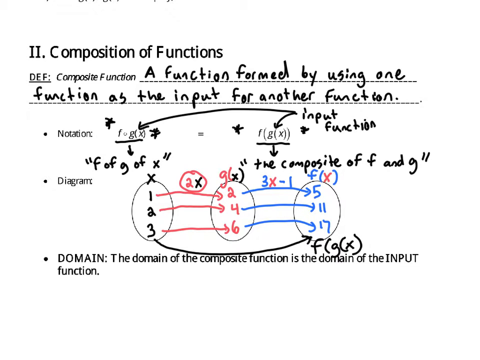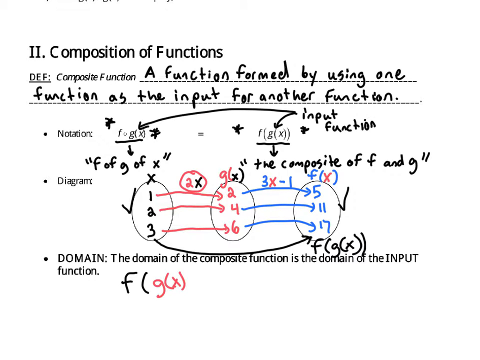The composite function would be the function that would take the values of 1, 2, and 3 on the far left and map them directly to 5, 11, and 17 by essentially cutting out what you see in the middle. When you are dealing with domains of composite functions, it is very, very important to understand that the domain of the composite function will take on the domain of the input function.